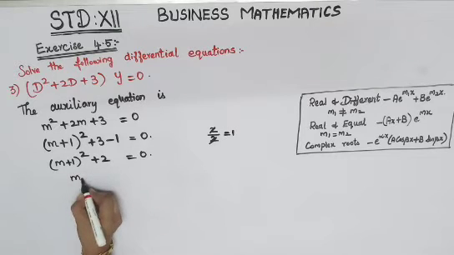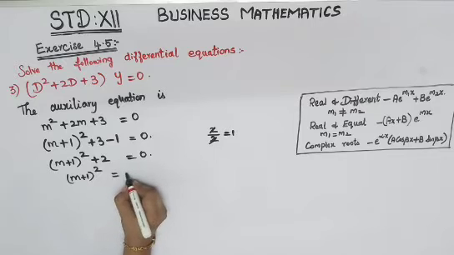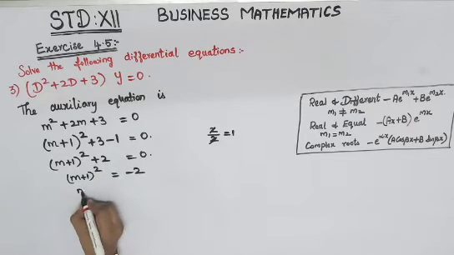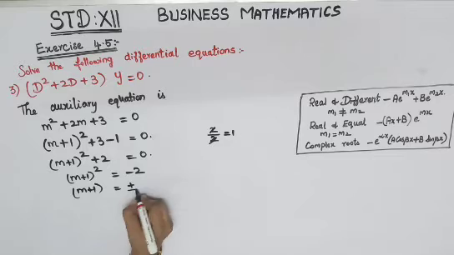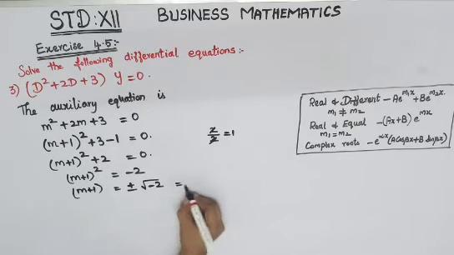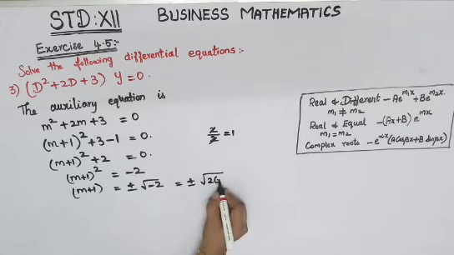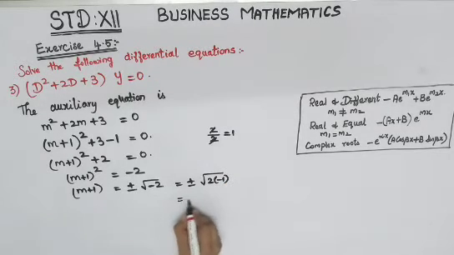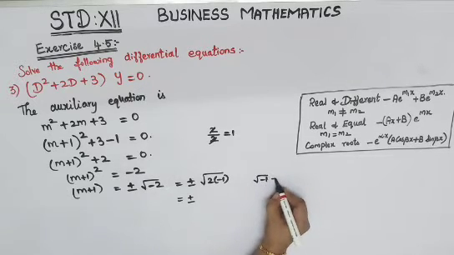The next step is (m plus 1) the whole square. Take this plus 2 towards that side, that will become minus 2. Now m plus 1 is equal to, now squaring, if you want to take that side, it will become square root. So I will just write it as plus or minus root of minus 2. So this you can write it as plus or minus root of 2 into minus 1. Just split up and write it as 2 into minus 1. So that is equal to plus or minus root 2 into root minus 1. The value of root minus 1 will become i.